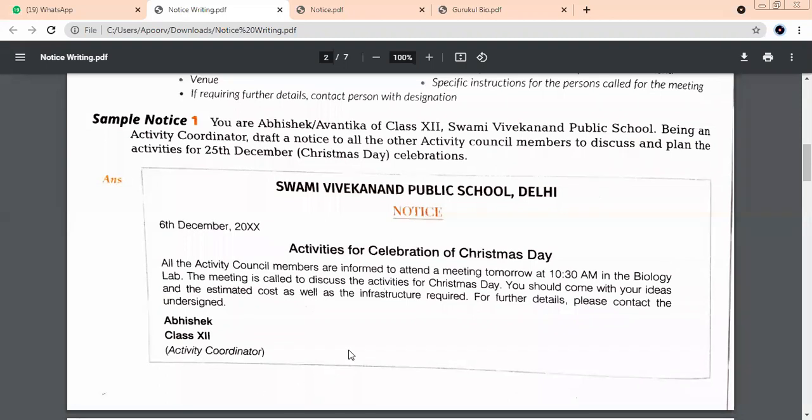How much time you think you need to write this type 1 notice? Beta, one of each type, let us discuss and write so that for your unit test you feel more confident. How much time should I give you? 10 minutes. Oh, 10 minutes. Ma'am, 5 minutes. Okay, you do one thing. 5 minutes. You start writing.